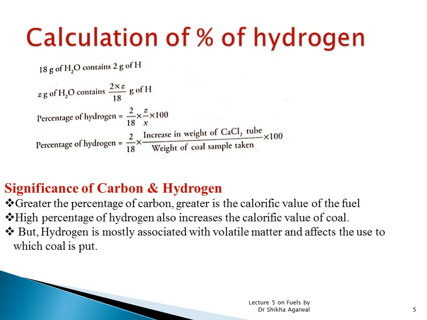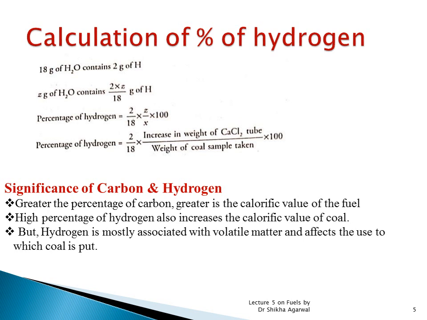Similarly, you can find out hydrogen also. Now when 18 grams of water is formed, the coal sample contains 2 grams of hydrogen. When z gram is formed, then the coal sample contains 2 by 18 into z gram of hydrogen. So the percentage of hydrogen will be 2 by 18 into weight of water formed upon weight of coal sample taken into 100. So this is how, by using this formula, we can find out the percentage of hydrogen in the coal sample.